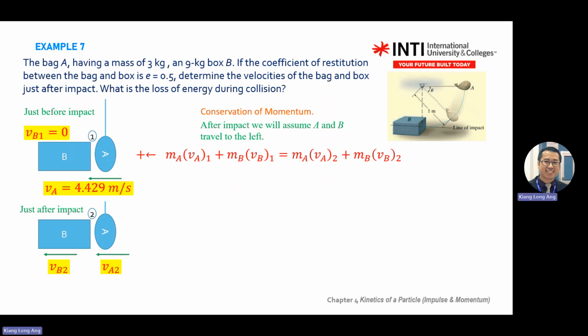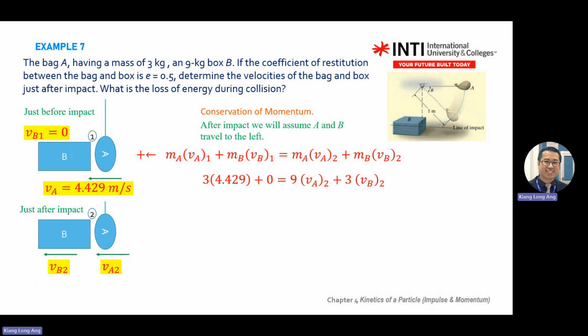Again, you should be able to understand by now why you can use conservation of momentum in this case and not the principle of linear impulse and momentum. You should already be able to differentiate. Because you are looking at two bodies and not individual bodies. If you look at individual bodies, then you need to call out the impulse already. You need to use the full set.